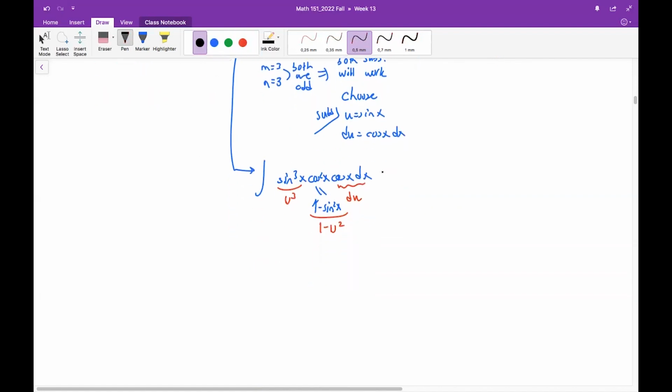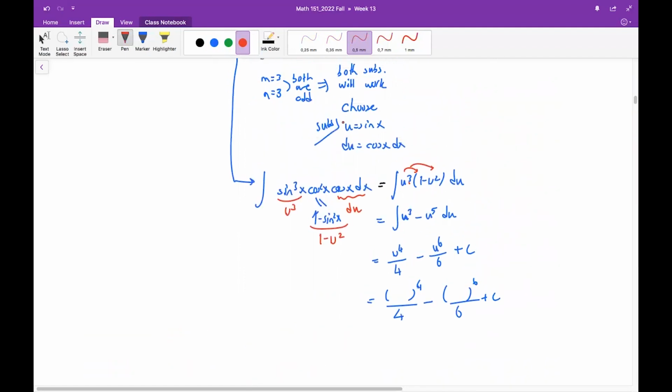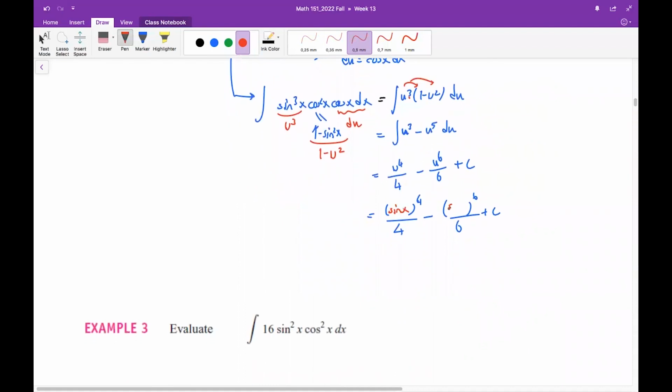So that's your integral: u cube times 1 minus u squared du. Okay, do this multiplication first. You have u cube minus u to the power 5 du, and then integrate. It is u to the power 4 over 4 minus u to the power 6 over 6 plus an arbitrary constant, because it is an indefinite integral. And the final result, you need to turn back to your original variable x. Okay, u was sine x, just put sine x instead of u. This is your final result.